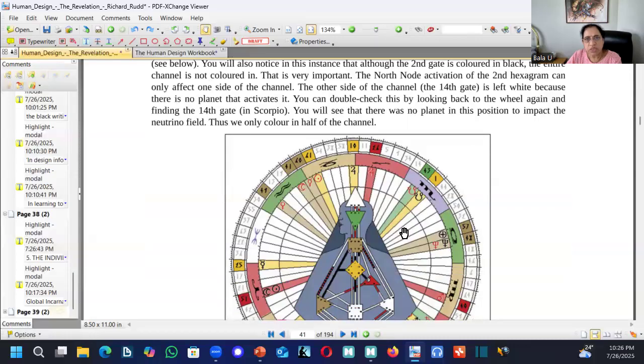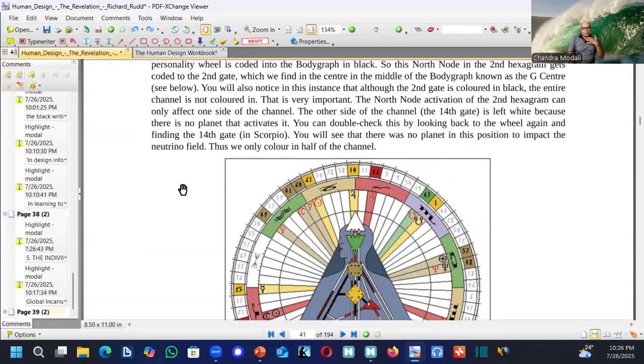You will also notice in this instance that although the second gate is colored in black, the entire channel is not colored in. The entire channel is not filled. Why? Let's see. That is very important. The north node activation of the second hexagram can only affect one side of the channel. The other side of the channel, the 14th gate, is left white because there is no planet that activates it. See, you've got two sides, two gates of a channel, right? One side is active, the other one is not active.